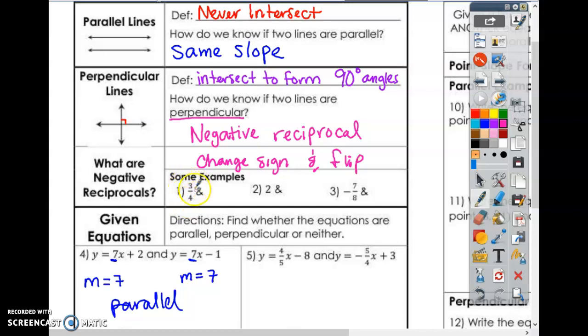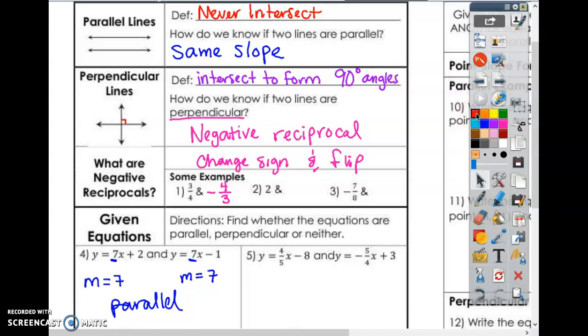So right here, if I change the sign, what does it become? What kind of number is this, positive or negative? This one's positive. So if I change the sign, it will be negative. And if I flip these two, it becomes 4/3. These two are negative reciprocals. That's what I'm talking about when I say negative reciprocal.